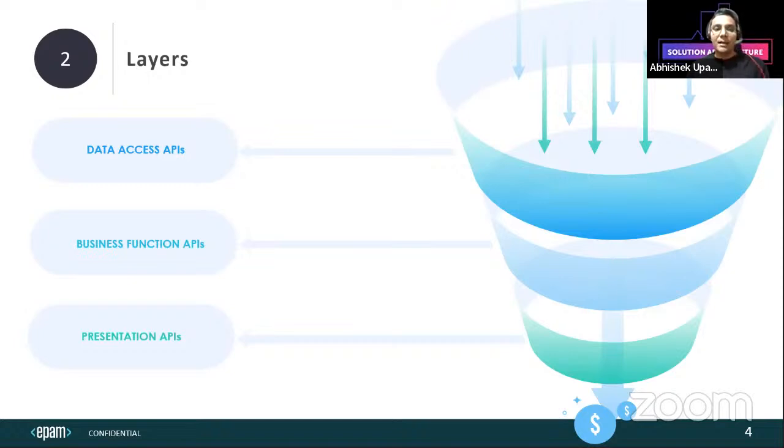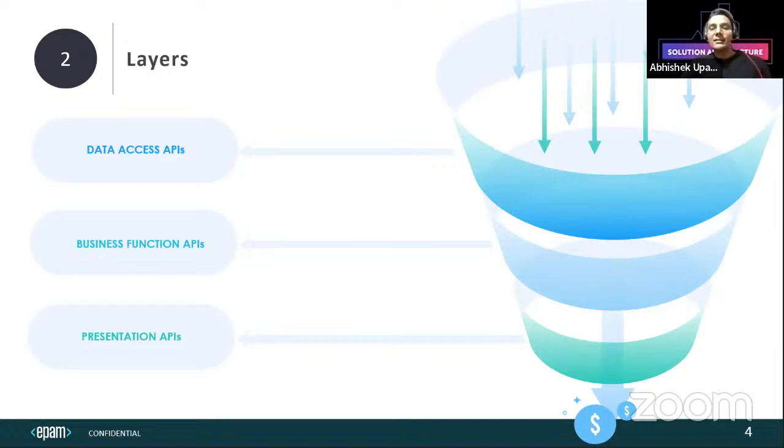they need to start very quickly. Their interfaces also can be different. For example, the data access and business function APIs can be REST interfaces, whereas the presentation APIs can have a GraphQL interface.